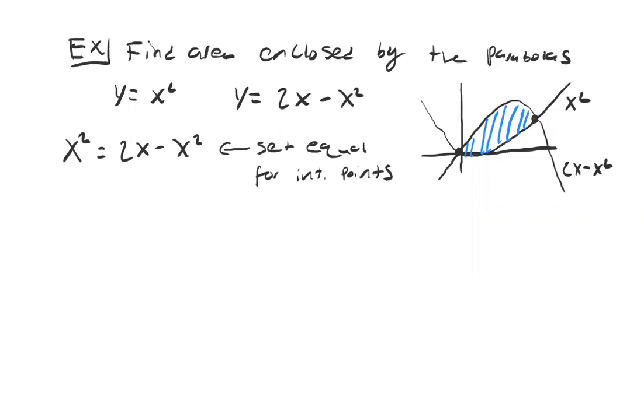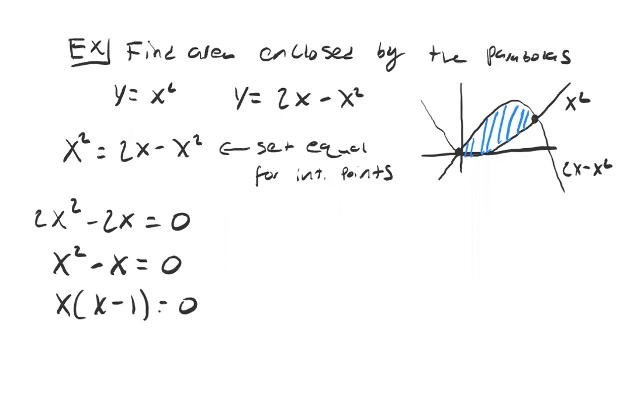Now we solve for x. Let's add everything over. So we're going to have 2x squared minus 2x is equal to 0. You can divide everything by 2. x squared minus x is equal to 0. This factors pretty easily: x times (x minus 1) is equal to 0.